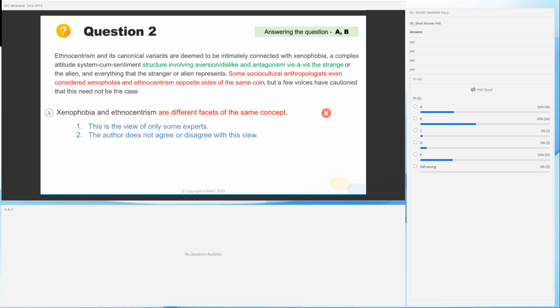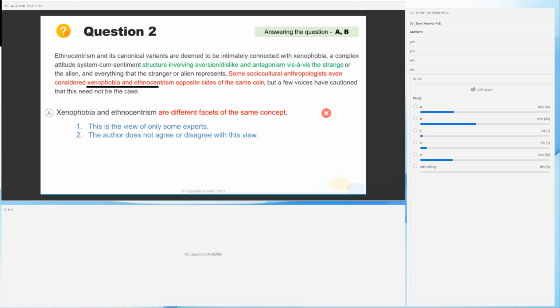These are your responses. Okay. So XP and EC are different facets of the same concept. This is wrong. Why? Because this is not the author's view. The author doesn't believe in this 100%. This is the view of some experts. We don't know whether the author agrees or disagrees with this view. Okay. So this is where we're talking about this line in this case.